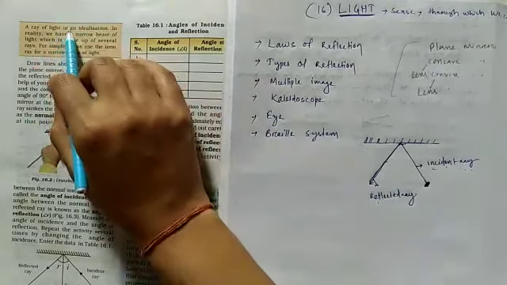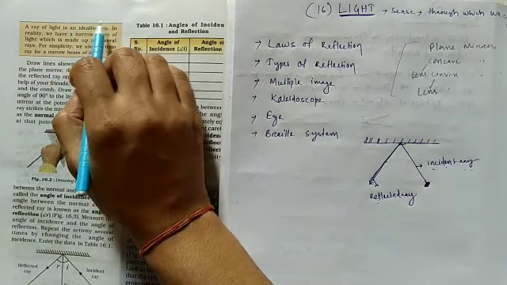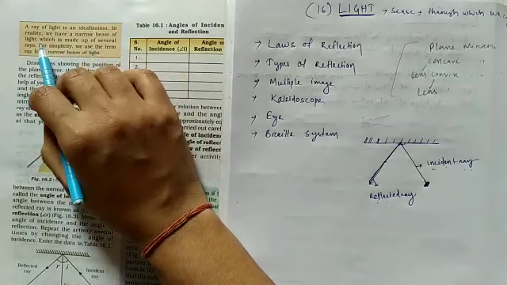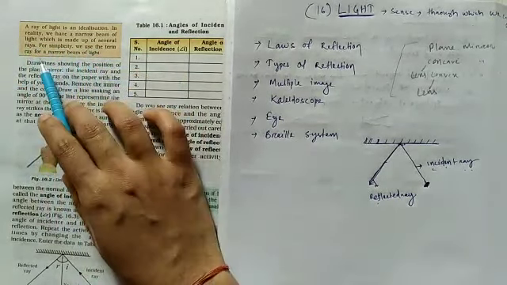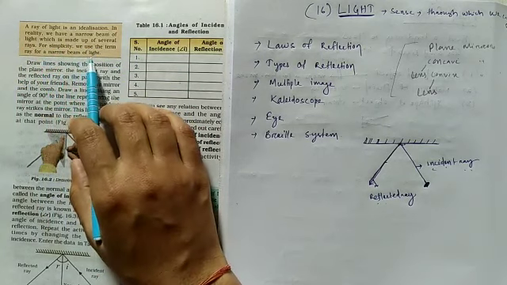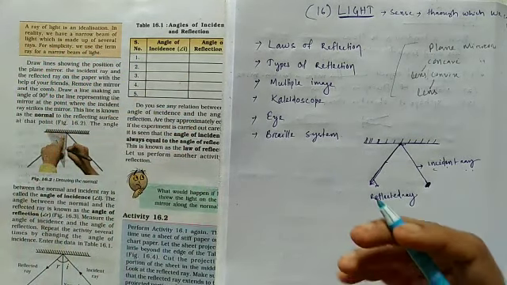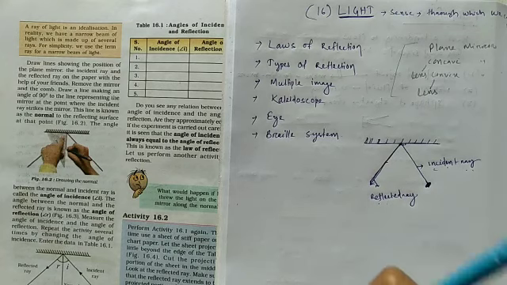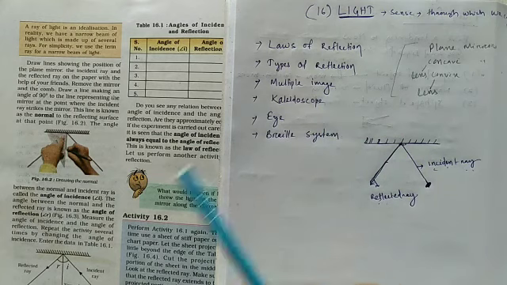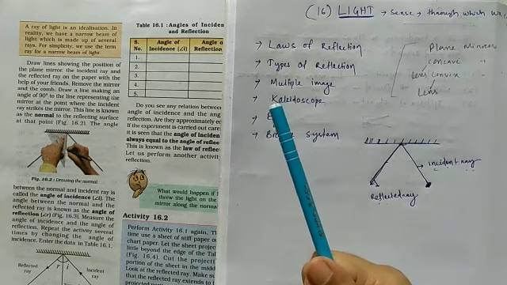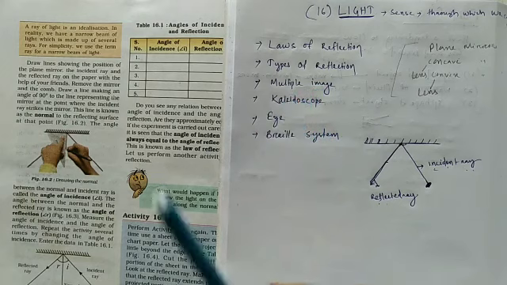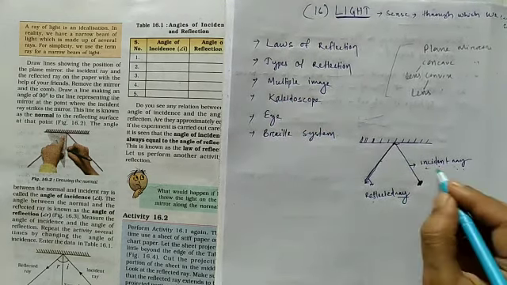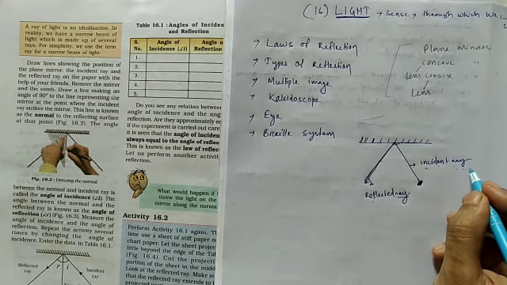Okay, so a ray of light is an idealization. In reality, we have a narrow beam of light which is made of several rays. For simplicity, we use the term ray for the narrow beam of light. Means if you are throwing light from a light source, it will not throw only one ray, it is a combination of many rays. Normally for idealization we use the word ray only, meaning incident ray and reflected ray, just like that.